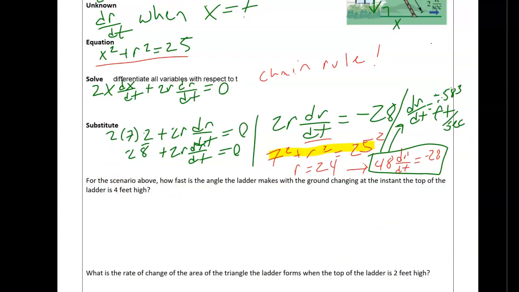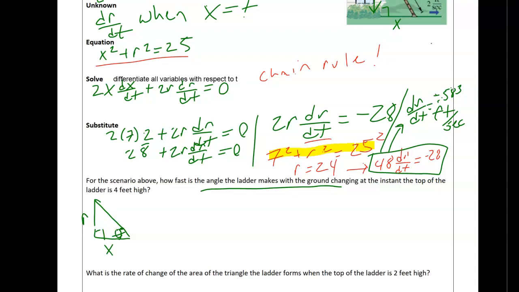So here we have the same problem. We have a right triangle, and we have x and r, and we want to know when the ladder is 4 feet high, how fast is the angle the ladder makes with the ground changing. So I'm going to call that angle theta, which is a little circle with a line through it, because that's just what we use to represent angles.